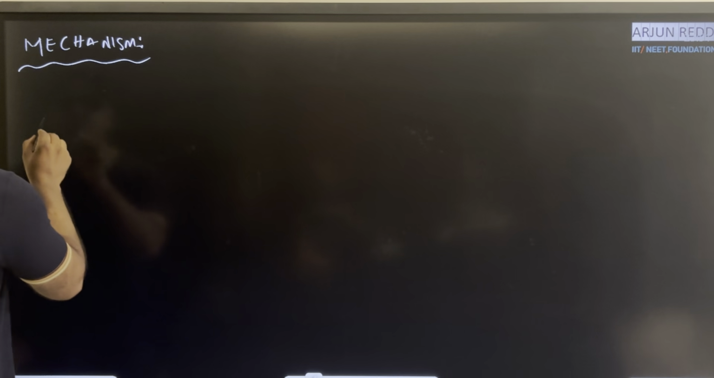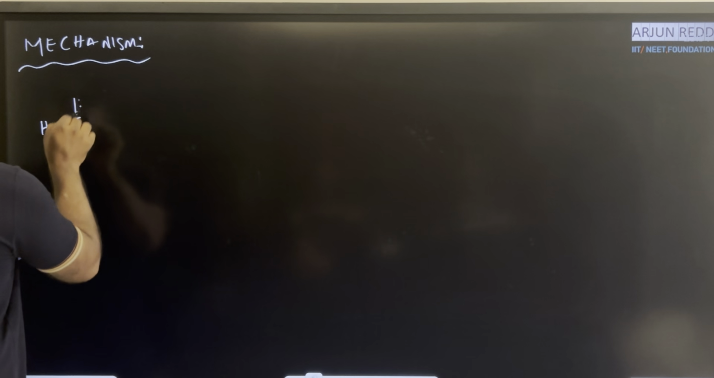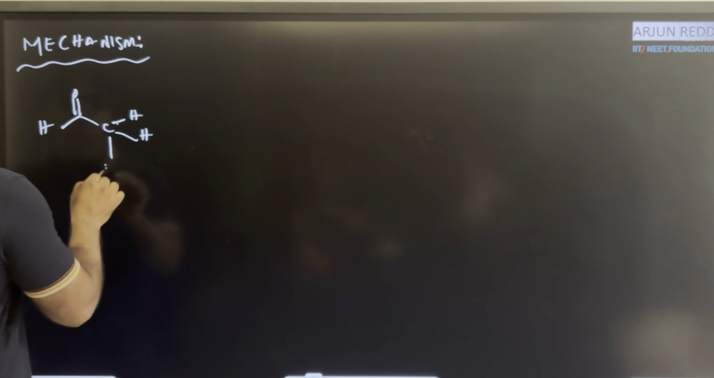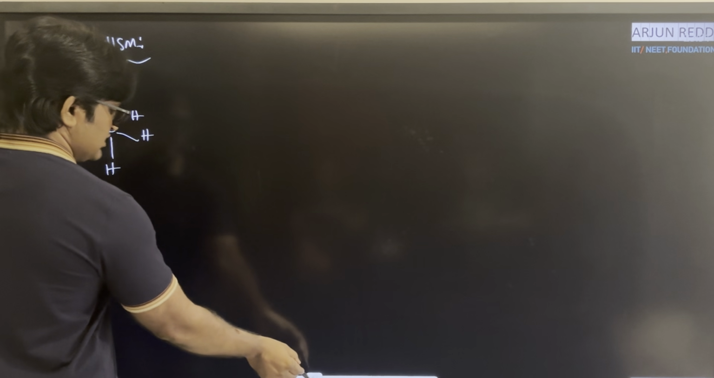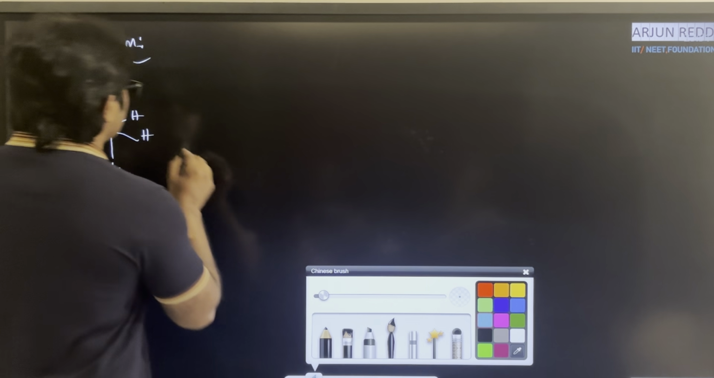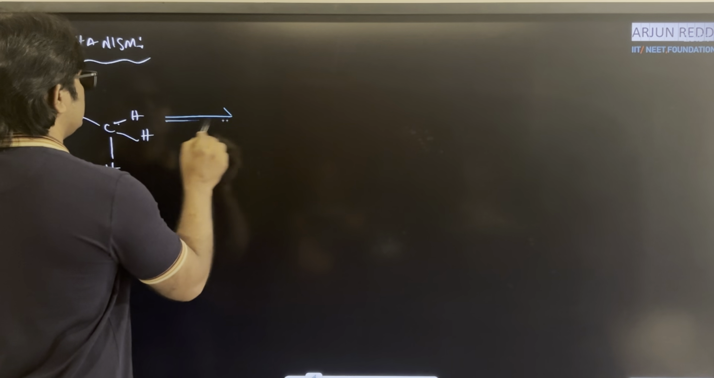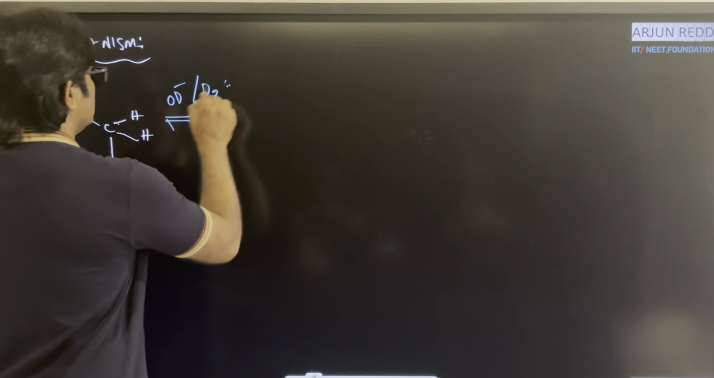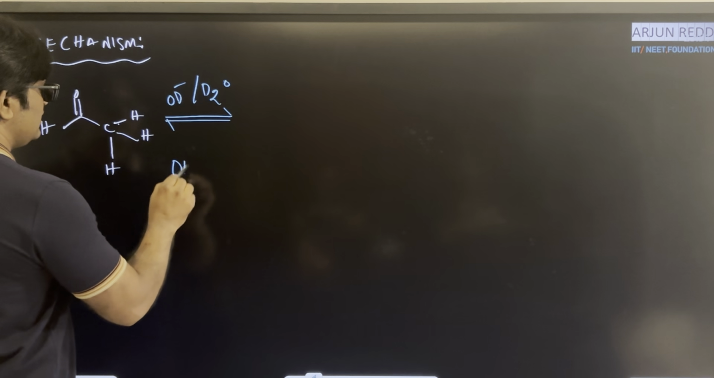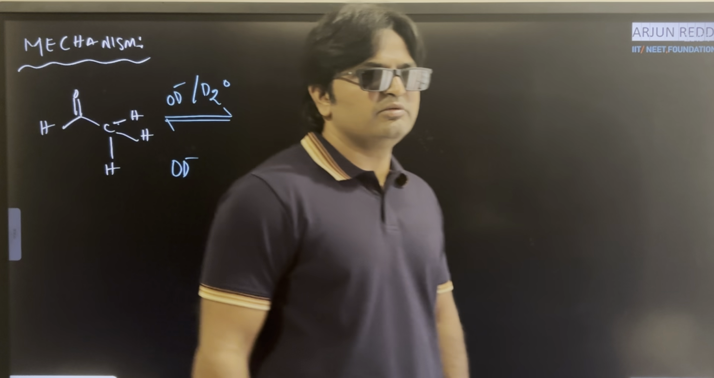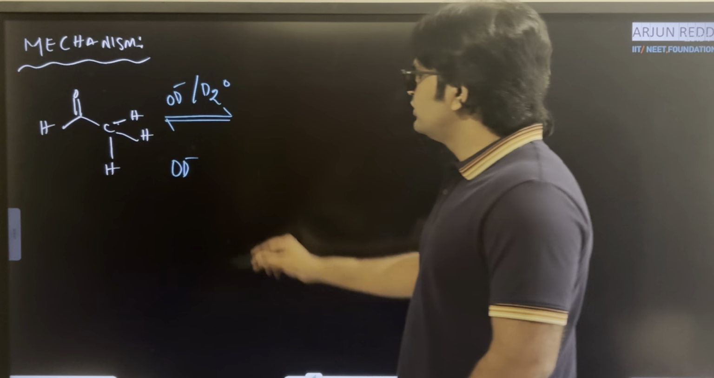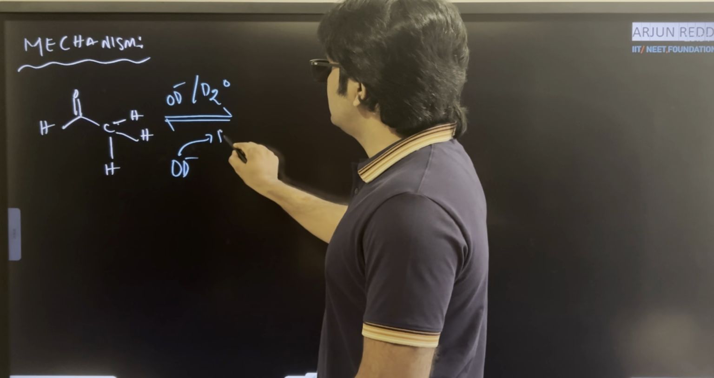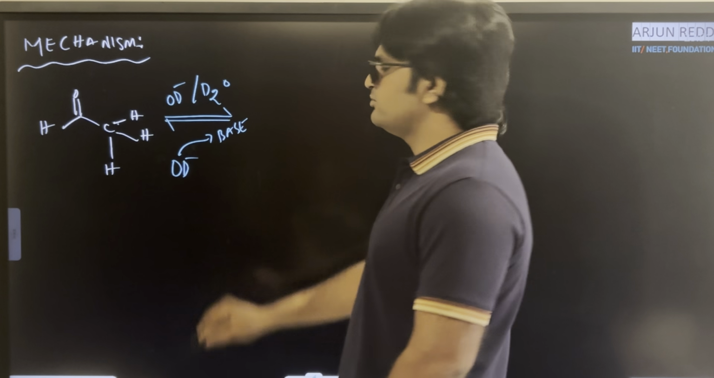First you start from this example: C double bond O CH3. It has 3 hydrogen atoms at the alpha position. And what is the condition we are using? Yes, base in presence of heavy water: OD minus and D2O. First you start the reaction with OD minus. What is the nature of that OD minus? Is it acting as a base or not? Yes, it is acting as a base.